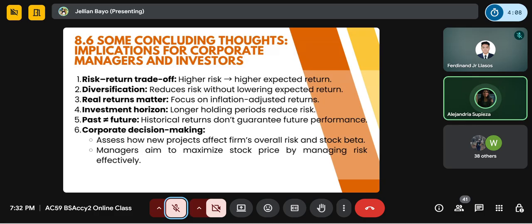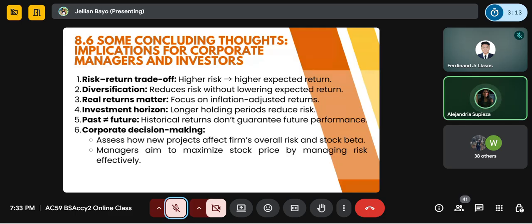Next is investment horizon, which means that longer holding periods reduce risk. The longer-term your investment, the greater its value can be. In the short term the risk is bigger, while in the long term the risk is reduced because you can recover from your investment as time passes, and it can make up for losses.